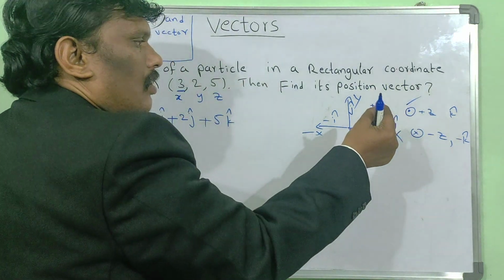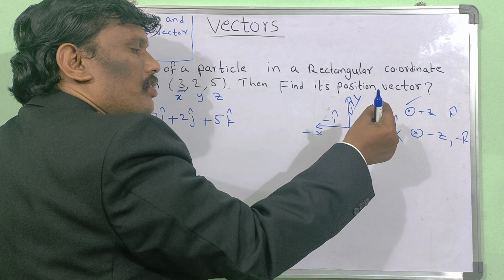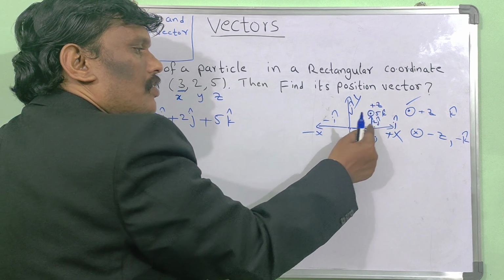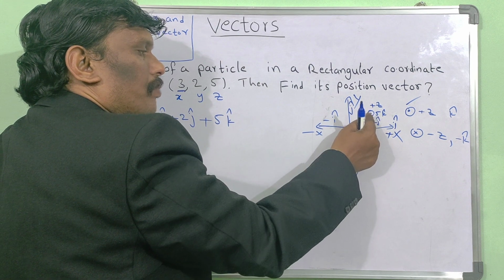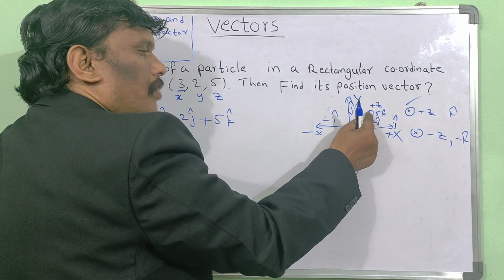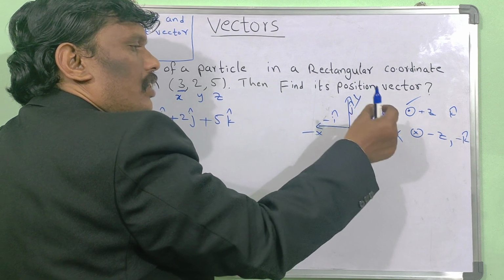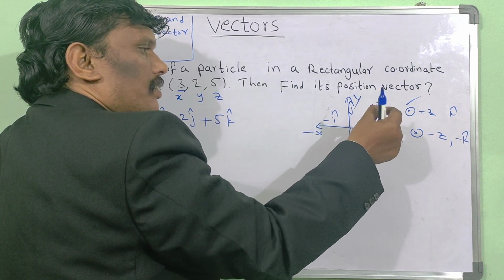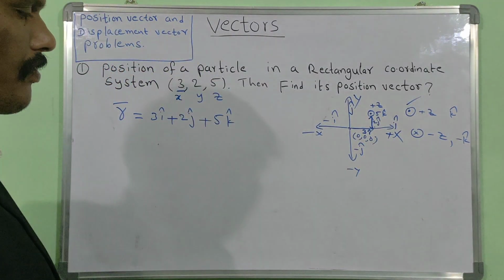Somewhere, this is the particle position. How to reach this position? From the origin, 3 units along the x direction, 2 units parallel to the y direction, and from here 5 units parallel to the z direction. Finally, we reach the position of the particle. That is the meaning of this position vector.